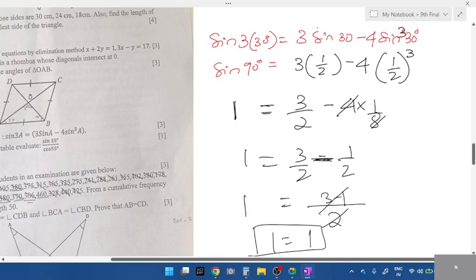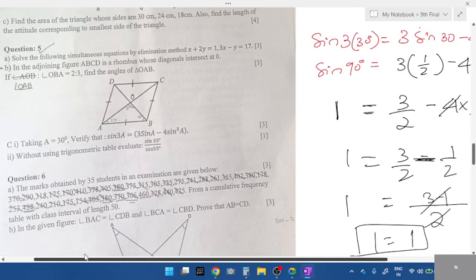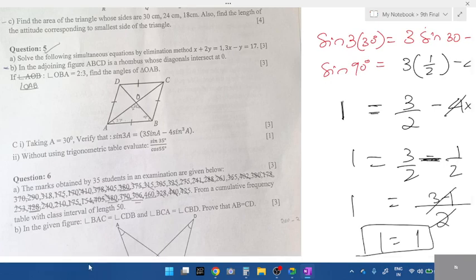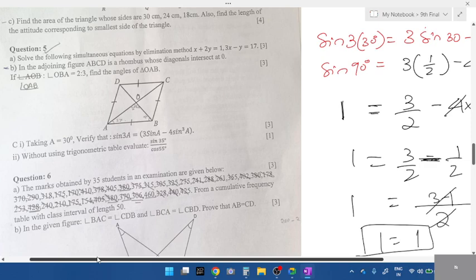Did we prove left hand side is equal to right hand side? Such a simple question, students. For how many marks are they given this? 3 marks. Yes, 3 marks. Okay, next one last. We'll end the class. Remaining will be completed tomorrow.